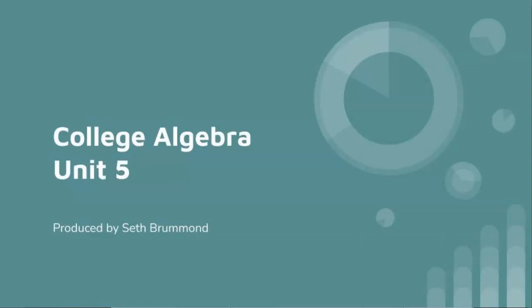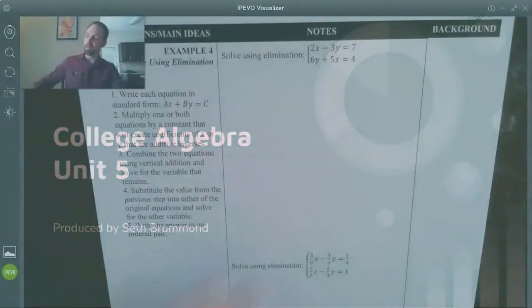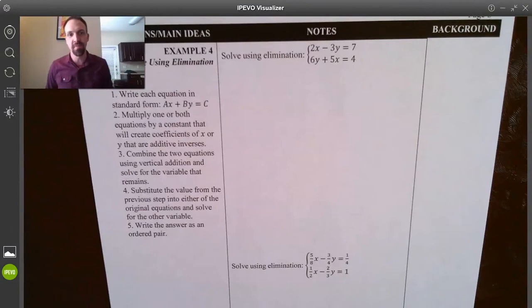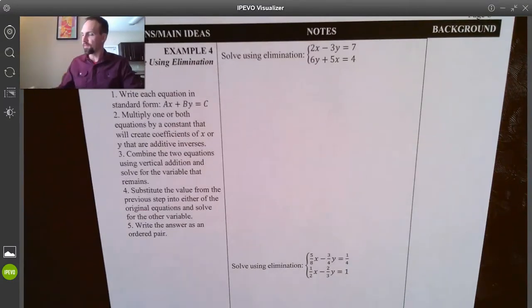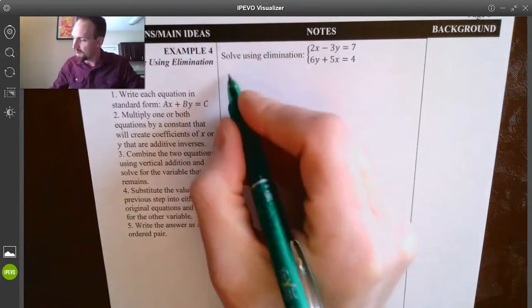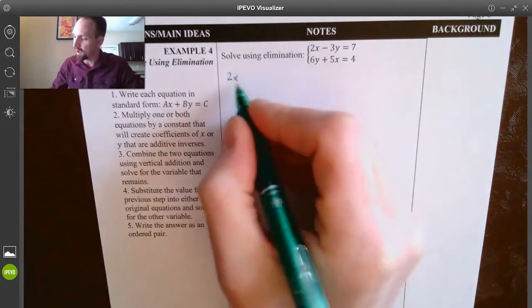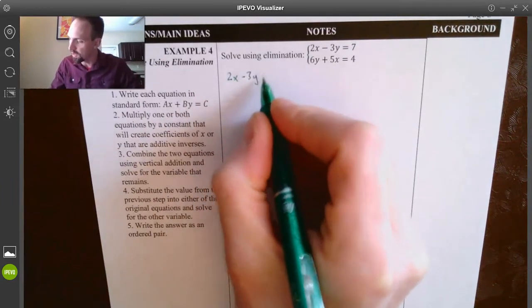Hi friends, we're going to jump into example 4, unit 5, day 1 notes. This one we're going to be solving using elimination. First thing you want to make sure is that they're written in standard form. This one is a little bit tricky. The first one is, but that second line, notice it says 6y, so we need to actually write it so that 5x is first. I'm going to rewrite the whole thing, however.